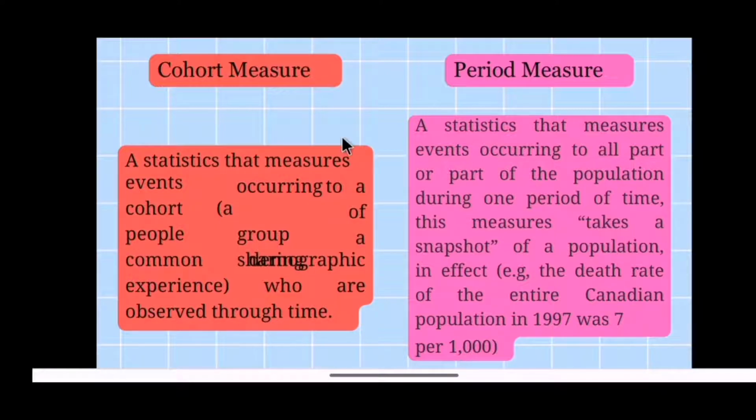Always remember that when it comes to a period measure, we are pertaining to a 1-year period that occurred in a specific time. And as per the example, in 1997, in 1,000 individuals, you have 7 people who are recorded as dead. The period here was given in 1997. Year 1997, don't forget about it.